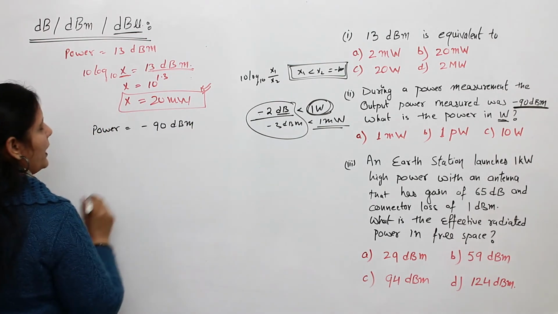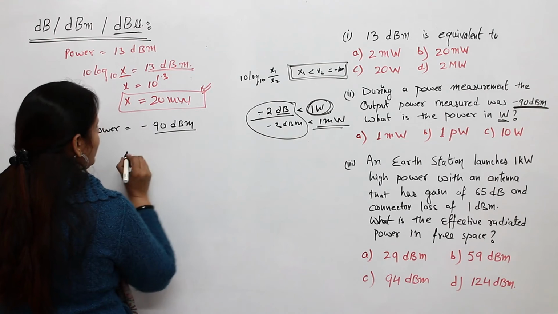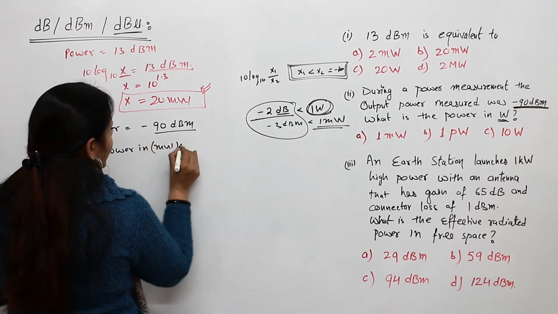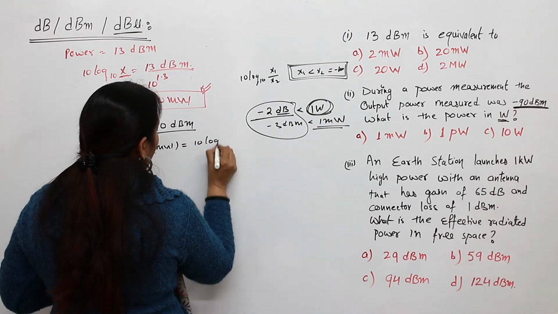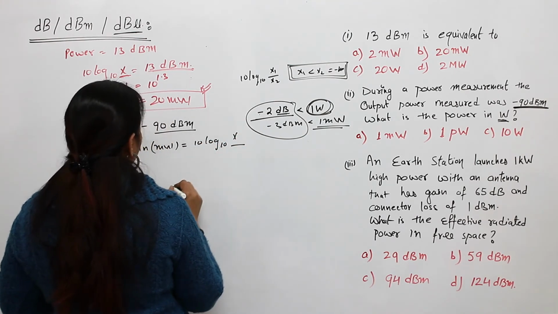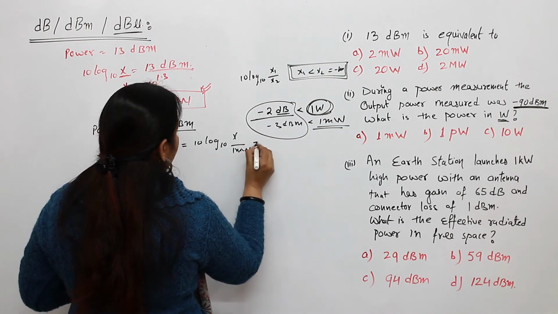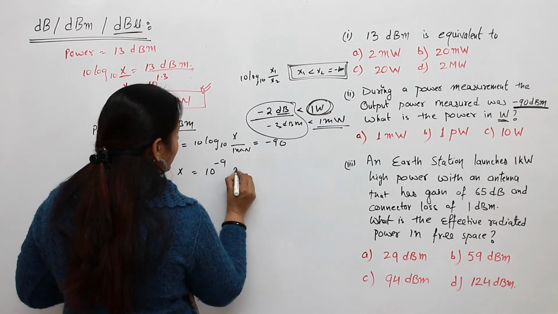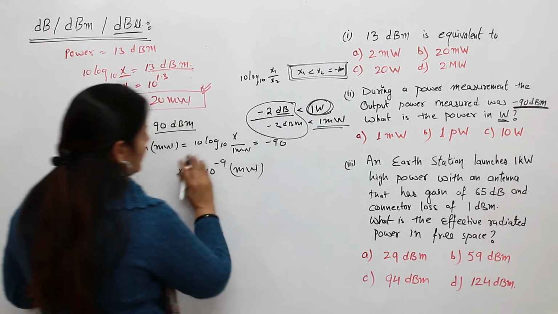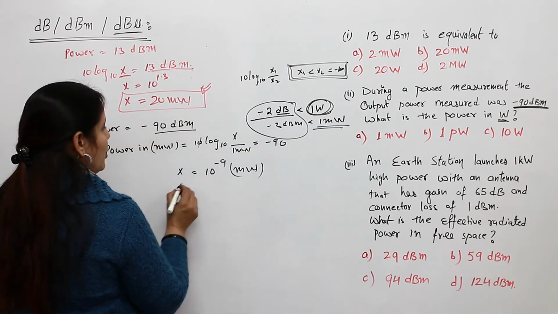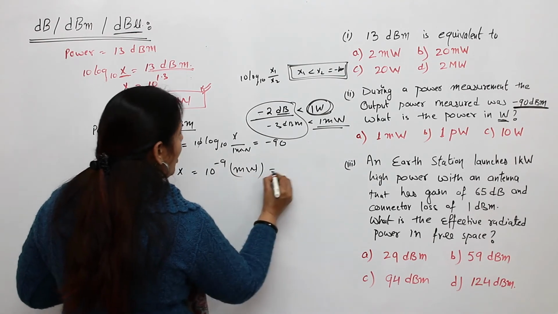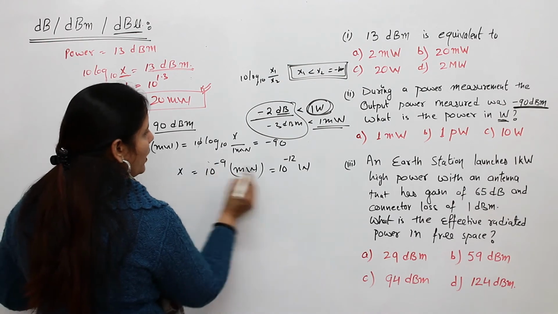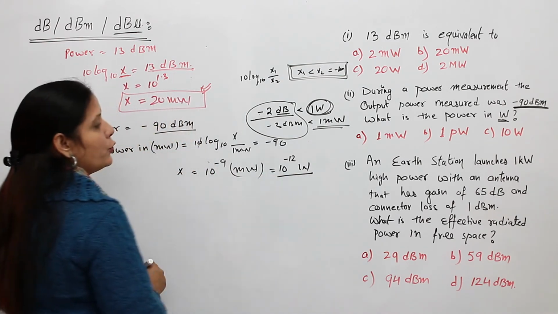With the given formula you can find out what minus 90 dBm means. Power in milliwatt can be converted as 10 log of x by 1 milliwatt, and that is given as minus 90. So x is 10 raised to power minus 9 milliwatt. Okay, 10 raised to power minus 9. So x is 10 raised to power minus 9 milliwatt or 10 raised to power minus 12 watt. Simply convert milliwatt into watt, so you are getting 10 raised to power minus 12 watt.